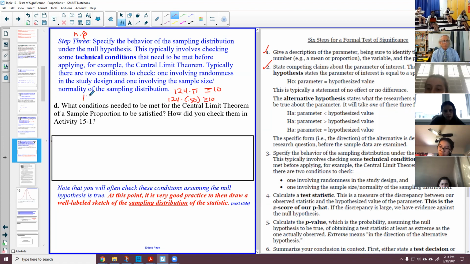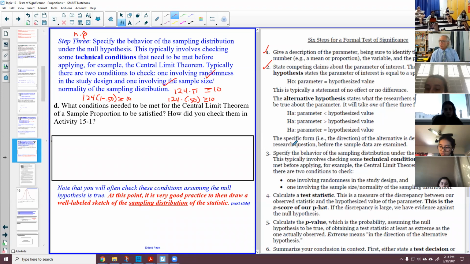And we do 124 times 1 minus 0.50, which is really 0.50, the same thing. And that is greater than or equal to 10. So it is random, and we use the formula that involves the sample size. It's big enough. Am I making sense here? Yes, classroom, thumbs up. Good, okay, everybody's good.